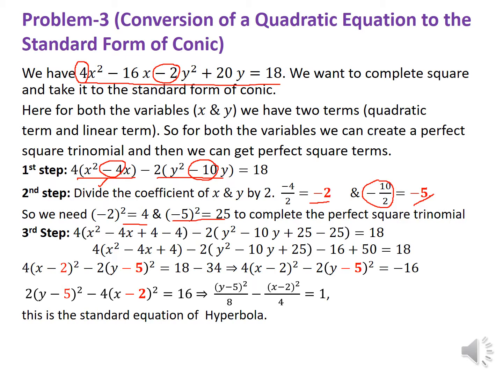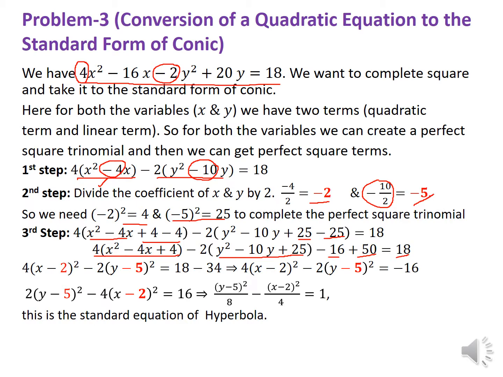Okay, so now this is the case here, x square negative 4x, and we have added 4, and similarly we have subtracted 4 from this equation. Similarly we have added 25 to the expressions of y, and we have also subtracted 25 from these expressions. Now we have separated the perfect square trinomials x square negative 4x plus 4 and y square negative 10y plus 25, and the other terms, that means negative 4 into 4 negative 16, negative 25 into negative 2 plus 50, we have separated aside, and we have 18 on the right side.